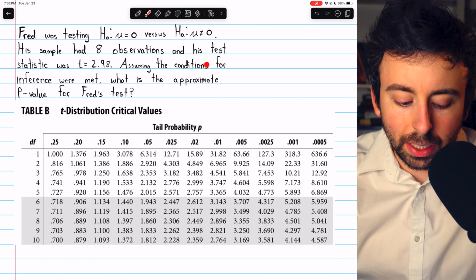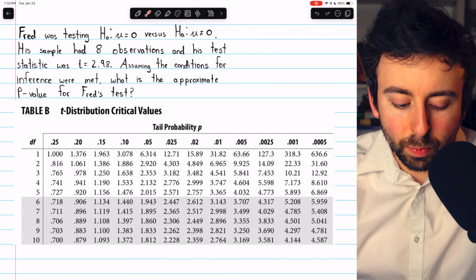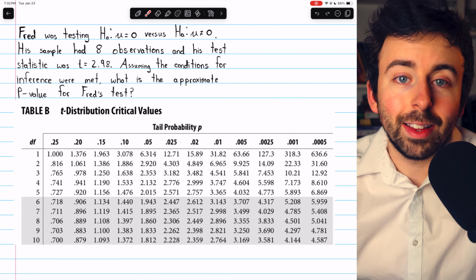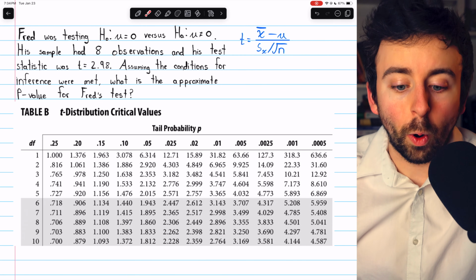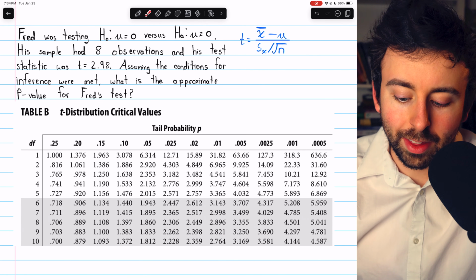We're going to assume the conditions for inference are met, so we can answer the question, what's the approximate p-value for Fred's hypothesis test? It's worth noting that this is the formula for a t-test statistic. Of course, we are given the statistic in this example.